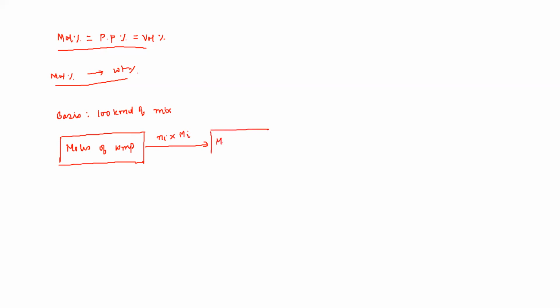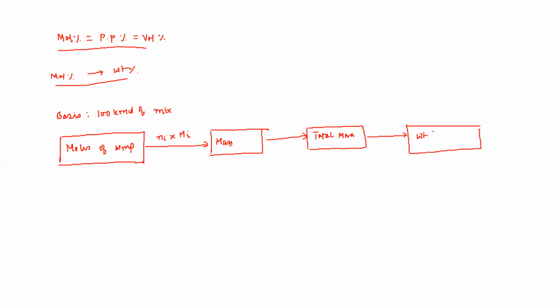So you would get mass of individual components. Using these individual component masses, you would get total mass, which is the summation of all the masses. And after that, you would calculate weight fraction. Weight fraction is equal to individual weight upon total weights. All right. So this is what we discussed in the last class.